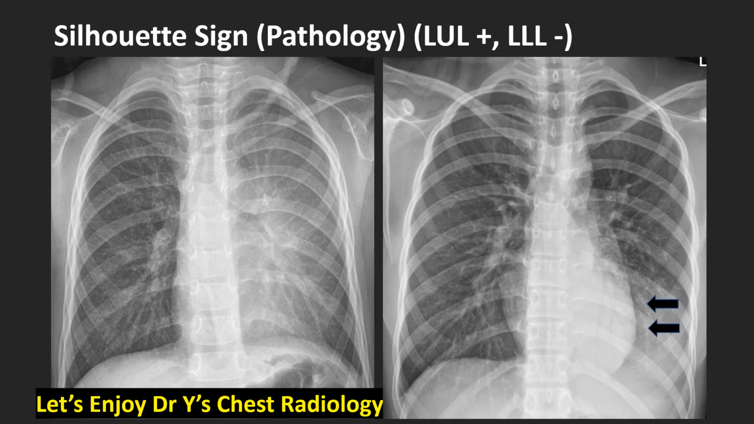Silhouette sign, pathology. Arrows indicate preserved normal left heart border. Chest radiograph on left side shows silhouette sign positive left upper lobe pneumonia, and chest radiograph on right side shows silhouette sign negative left lower lobe pneumonia.